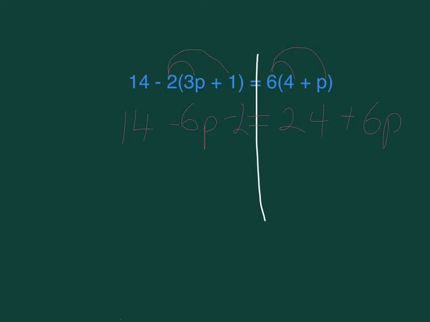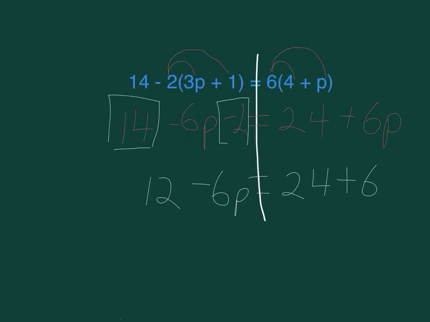Alright, so the next thought after distribution is always combining like terms. And you'll see that right here I have a 14 and I have a negative 2 right there. So we have to combine those, and 14 minus 2 is 12. And I have a negative 6p that needs to be brought down. On the other side, there is nothing to combine, so I'm just simply going to bring it down.